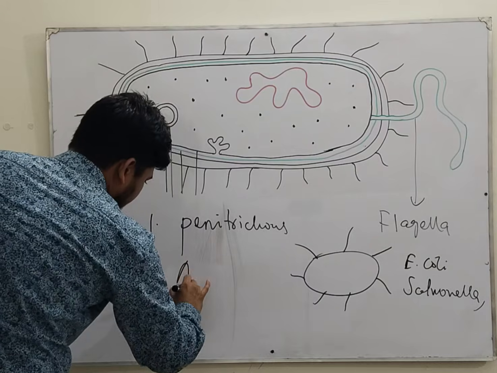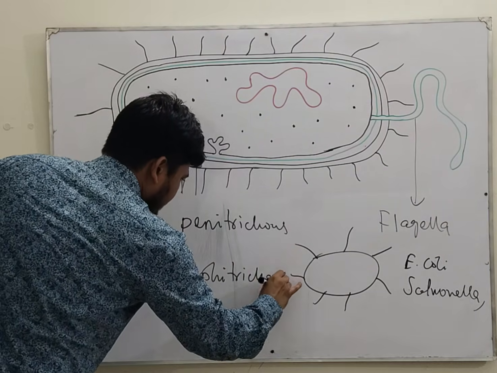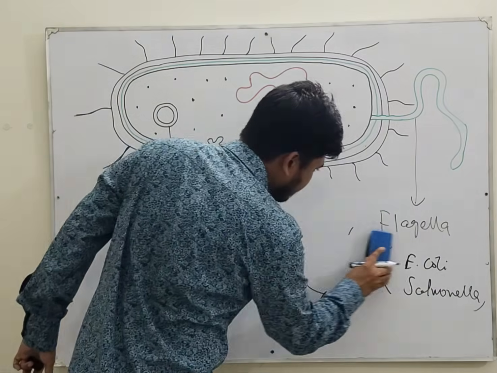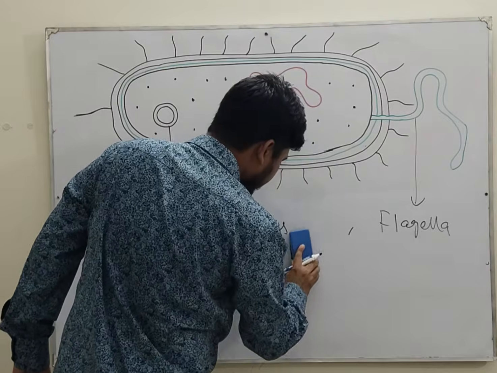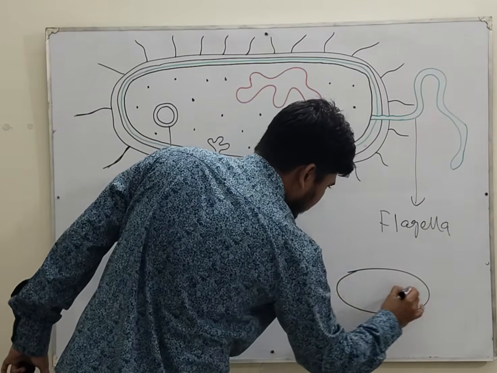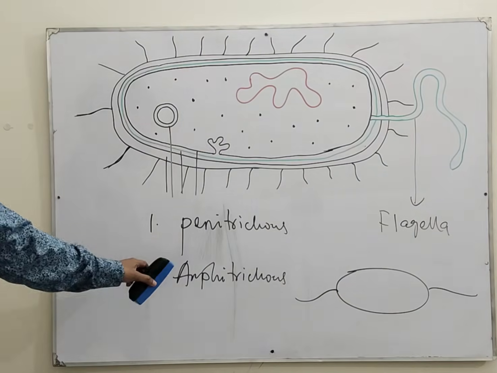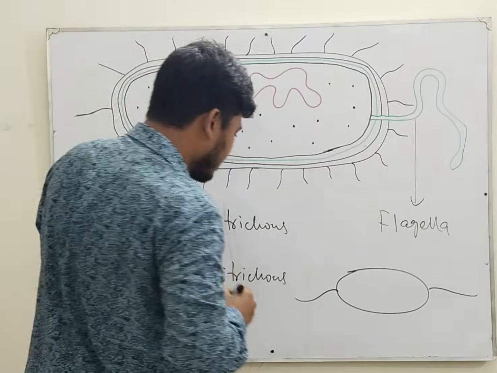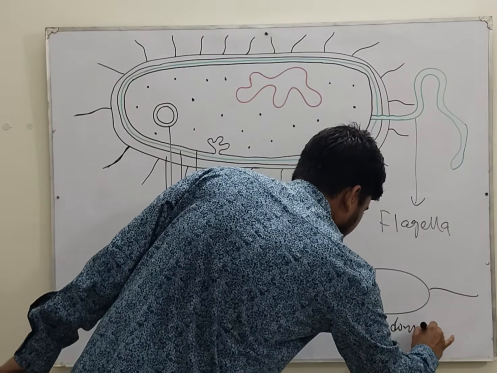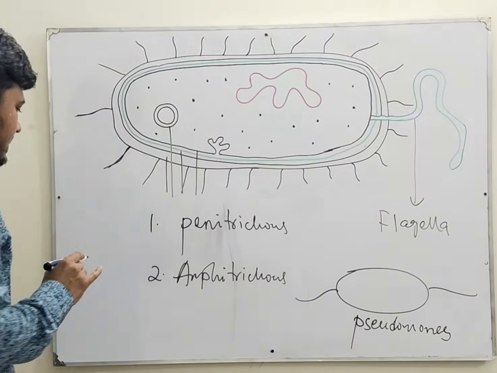Number two is amphitrichous flagella. Amphitrichous flagella means there will be a single flagellum at each pole. That is called amphitrichous flagella. Example is Pseudomonas. This Pseudomonas bacteria has amphitrichous flagella.